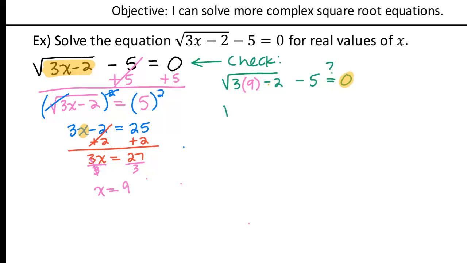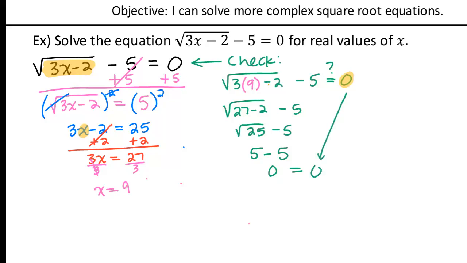So this is going to be the square root of, what's 3 times 9? 27. Minus 2. So what's 27 minus 2? 25. And square root of 25 gets us 5. So 5 minus 5 is 0. Does that equal 0? Yes. That means x equals 9 is valid. And that is my final solution, x equals 9.